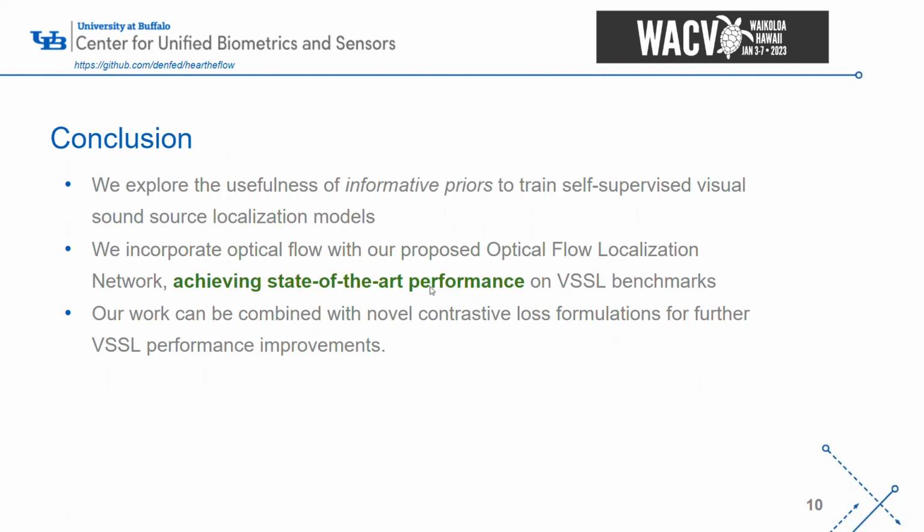And so overall, in this paper, which we encourage anyone interested to read further, we use the idea of informative priors to improve the training of self-supervised visual sound source localization models. And specifically, we create this optical flow localization network that achieves state-of-the-art performance.